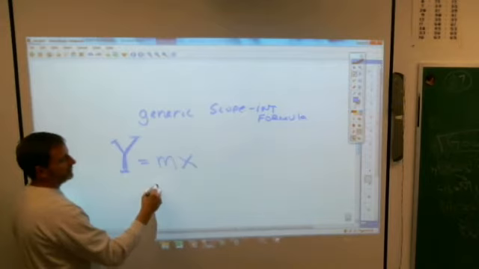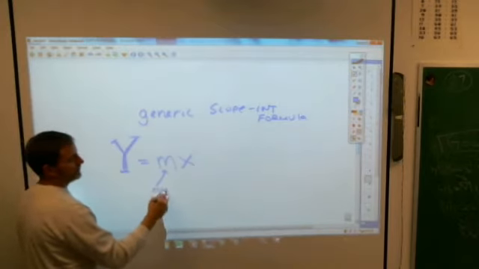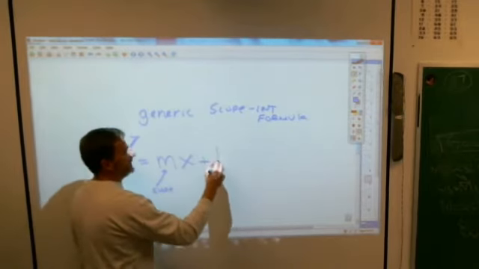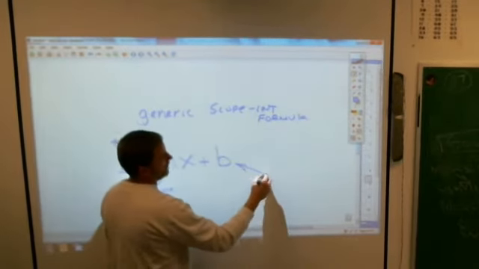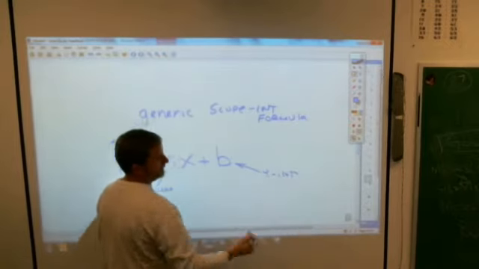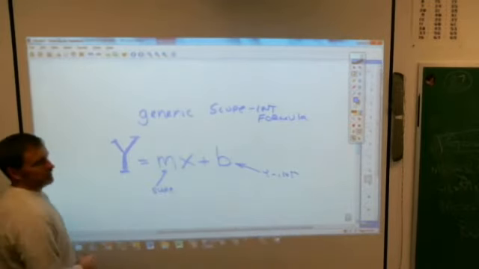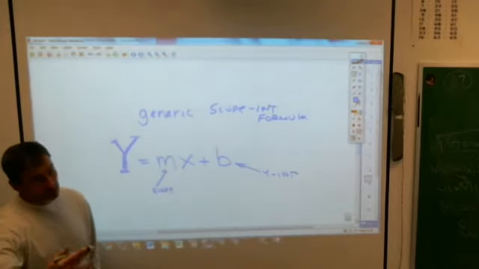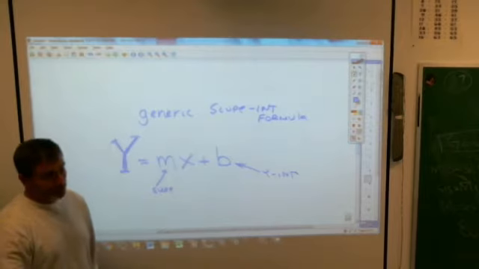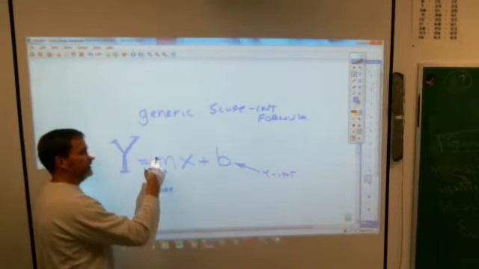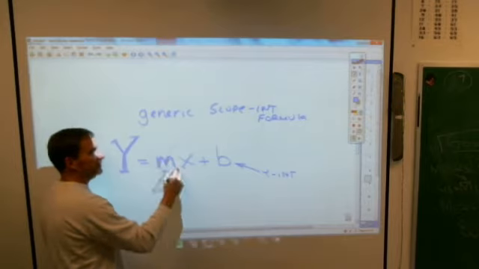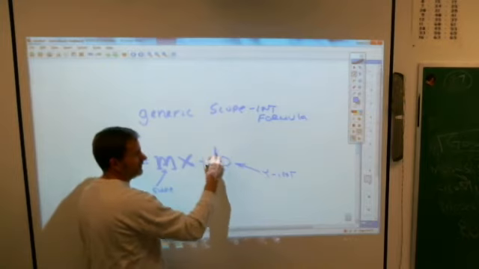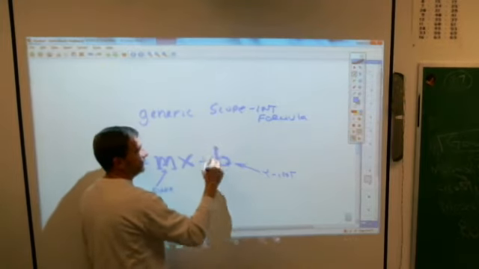The letter m stands for slope. Plus b. b is the y-intercept. This is like a formula when you do the area of a triangle, 1/2 base times height. We put b and h for the base and height and then substitute numbers in for them. That's what this is. The letter m is the slope and the letter b is the y-intercept.